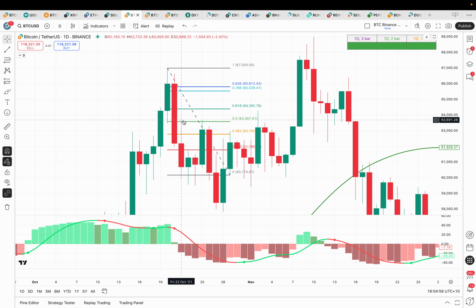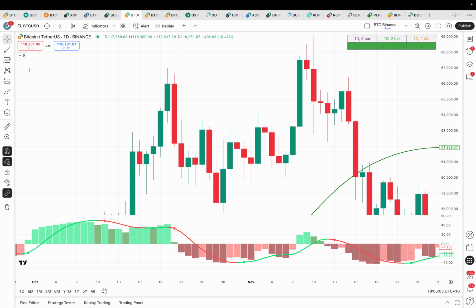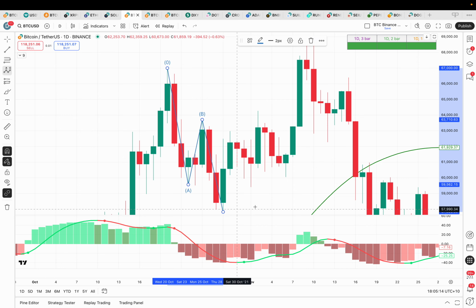so if we fail at $119,000, I will expect a further sell-off, and that would also line up with a potential ABC correction. Now, if I go Elliott corrective wave, we're going to think about potentially that being an ABC. So something that looks like that.